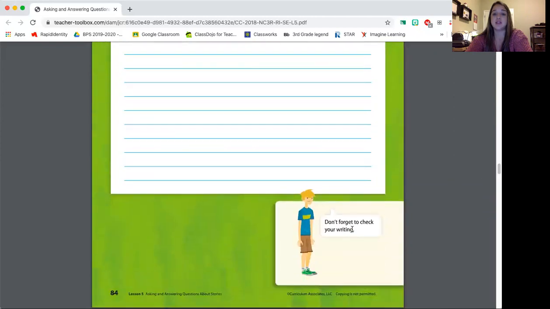And right here, this is very important. Don't forget to check your writing. Even though we're not in school, you're sending me photos of this. It needs to be good, it needs to be on point, I need complete sentences.